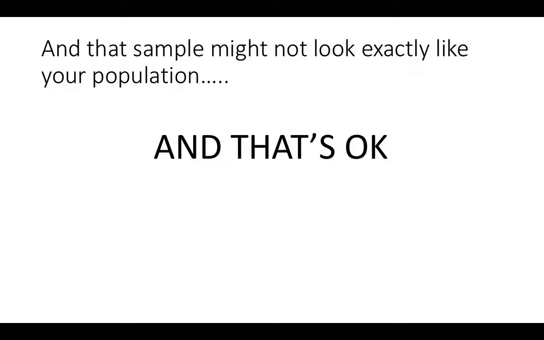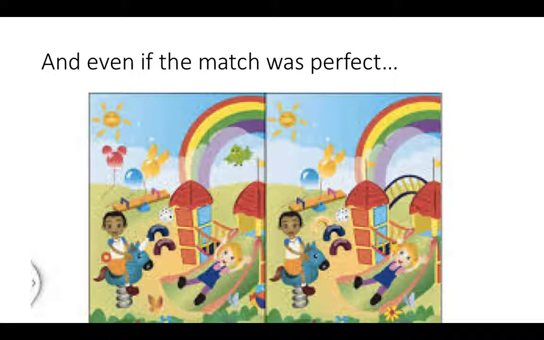So just because the sample and your population are different doesn't mean that the findings won't be generalizable. It's okay if the sample in the study and your population are different. And even if, let's say, the match was totally perfect, so in terms of all the characteristics listed, gender, race, ethnicity, income, sexual orientation, gender identity, number of children in the family, even if your population and the sample in the study totally matched each other, the results still wouldn't be exactly the same.